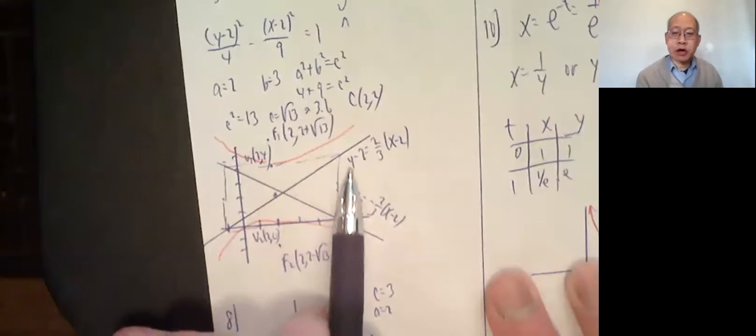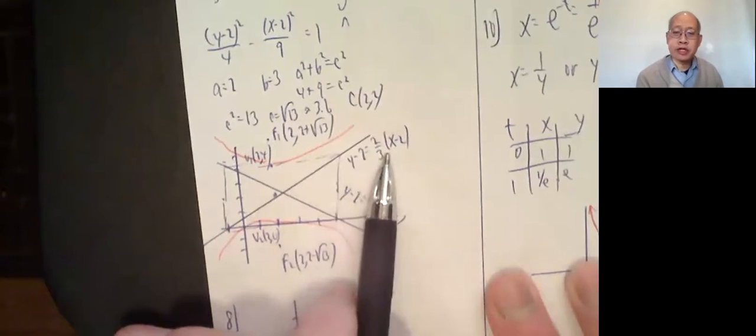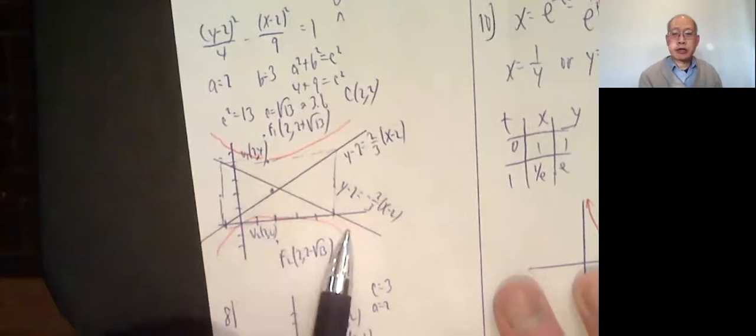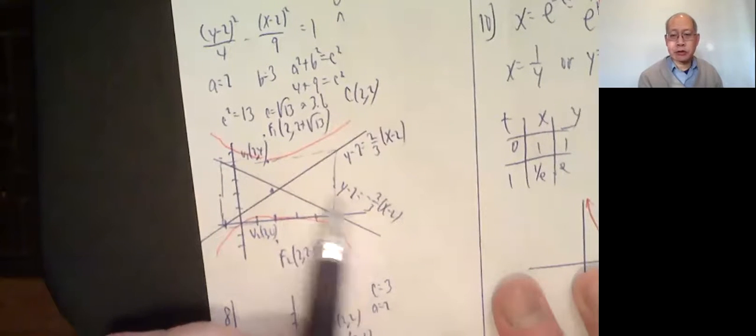Okay, here are the asymptotes. Y minus 2 equals 2/3 (x minus 2). The other asymptote is exactly the same except for a negative 2/3. So y minus y1 equals m times (x minus x1).